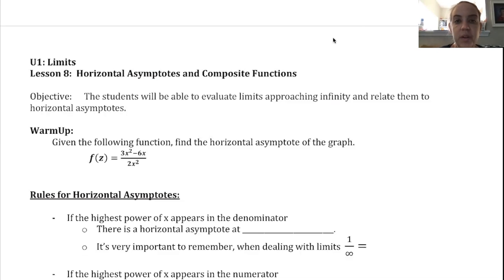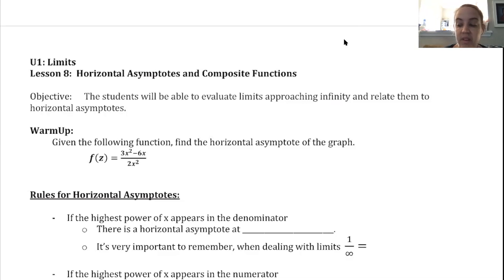Hello, calculus students. Today we're looking at lesson 8, which is horizontal asymptotes and composite functions. We are going to be able to evaluate limits approaching infinity and relate them to horizontal asymptotes. I know one of the previous practice pages had some infinity problems on there. If they didn't get whited out appropriately, you may or may not have tried to look those up, but today we're going to talk about how to actually solve them.